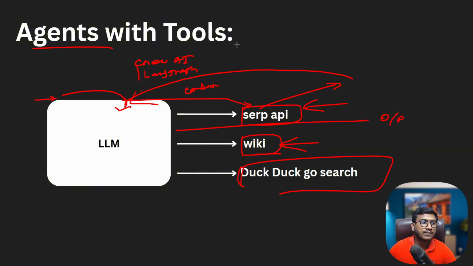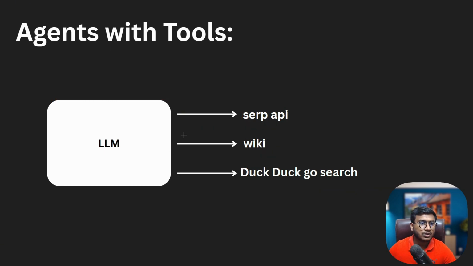Okay, so it's not like that whenever we are creating agents we are only using one tool. We'll be using multiple tools, and to use multiple tools, what we do is write glue code. Let's say to connect with SERP API we have to write glue code. Then to connect with Wikipedia we have to write glue code. Then to connect with DuckDuckGo search we have to write glue code. That means if you are using 100 tools, you have to write this configuration 100 times, for all 100 tools.